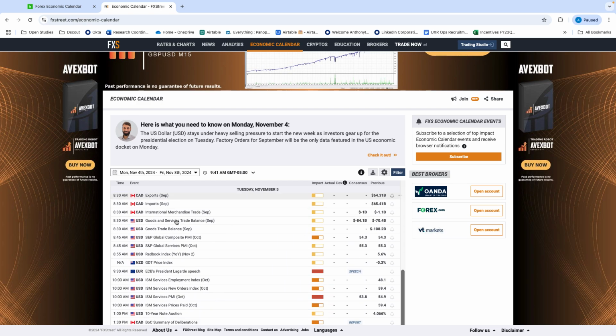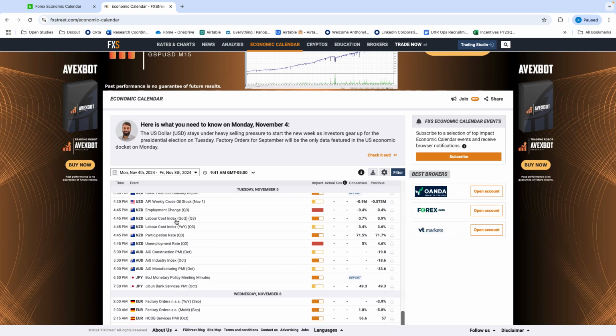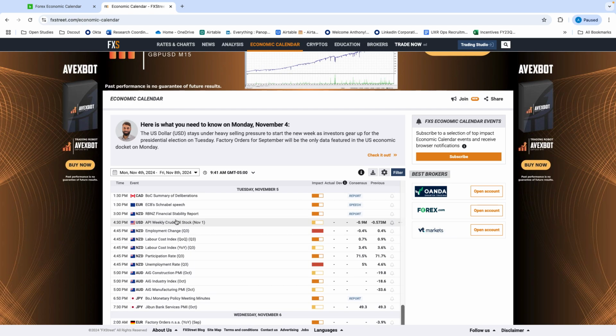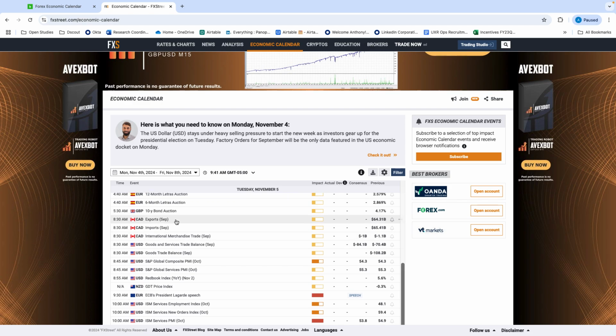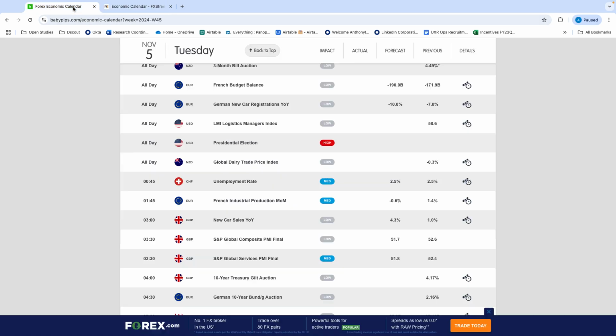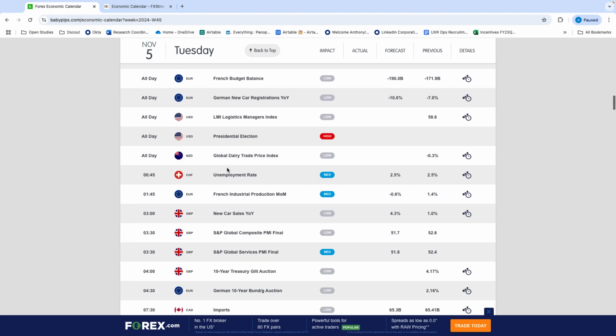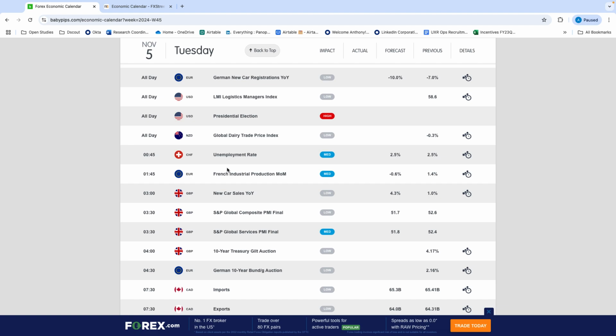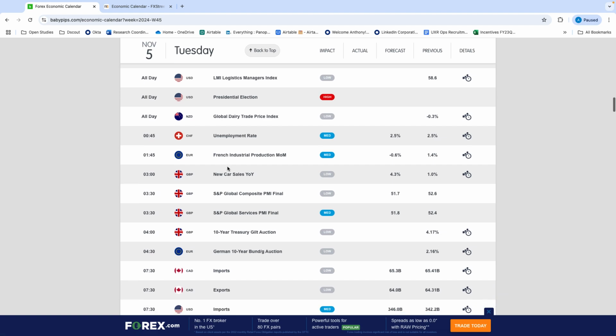So this is a great example. You'll come here and check FX Street, right? And you don't see the presidential election anywhere. You don't see it for Tuesday the 5th, but then when you come over here, you see presidential election, high impact all day long. You know what I mean? So it's good to have two different fundamental websites that you can cross-reference and compare a little bit. But I was trying to find that other one.